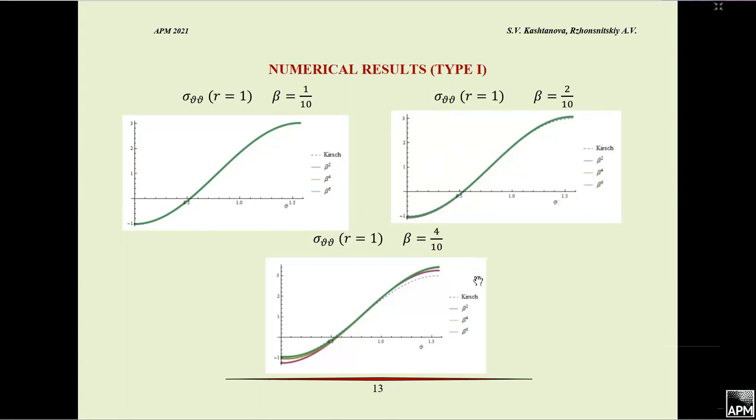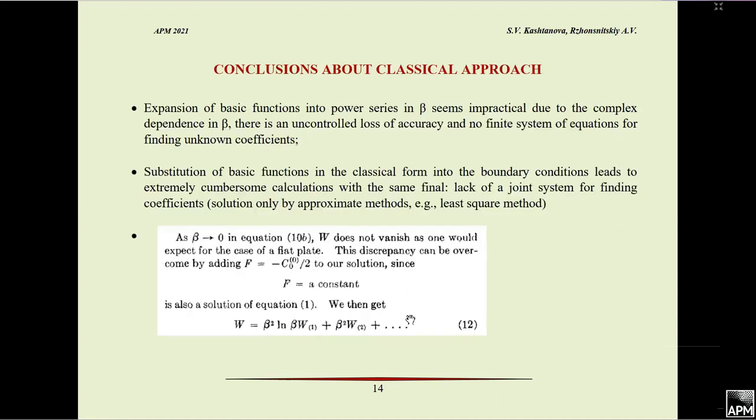But if we take beta more than 0.2, for example 0.4, it doesn't satisfy the boundary condition, and it means that the solution is wrong. So what conclusion do we have about the classical approach?